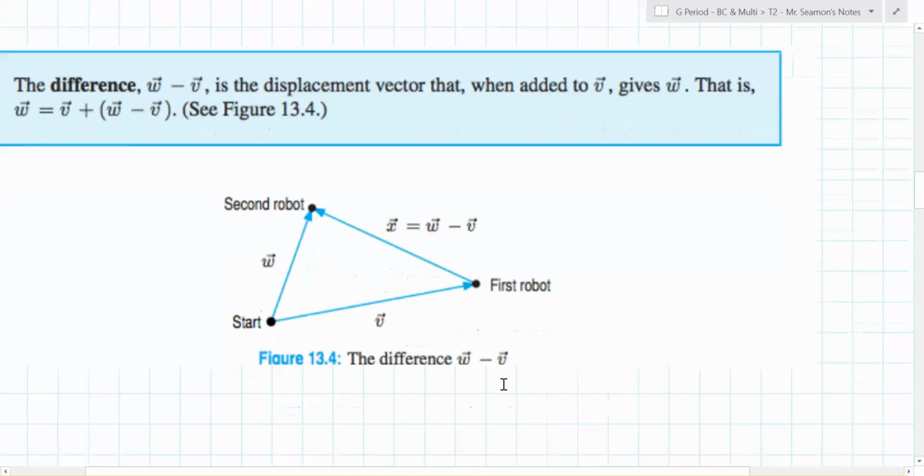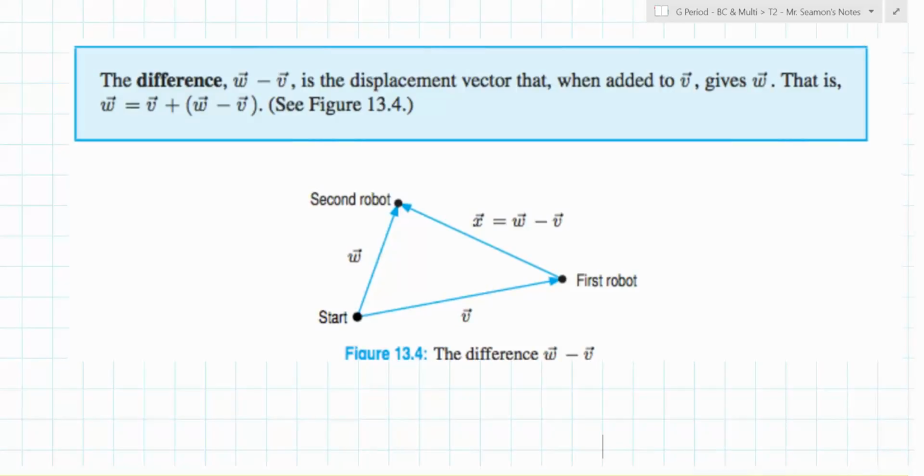So let's talk about subtraction here. This is one way to think about subtraction. The difference, vector W minus vector V, is the displacement vector that when added to V gives W. This is one way to think about it. So if you have W minus V, the difference between W and V is the vector you have to add to V to get W. That is one way to do it.